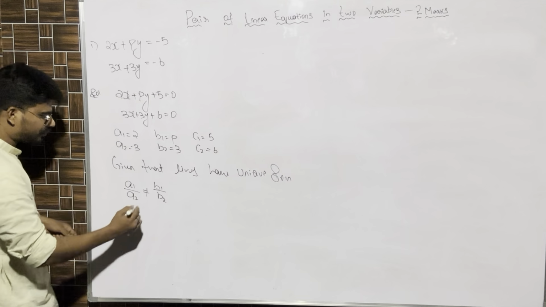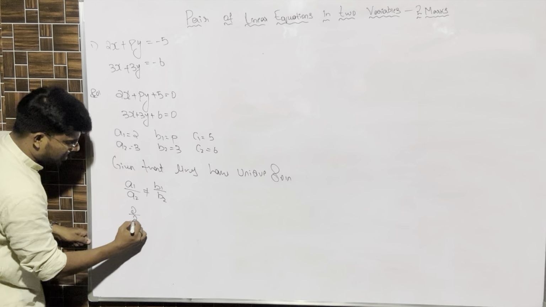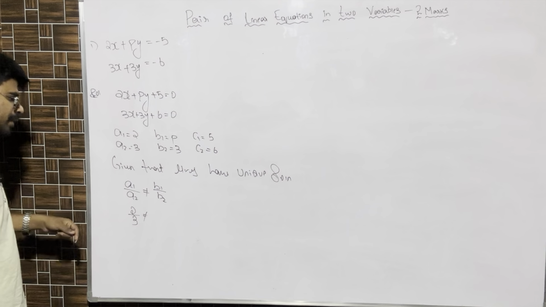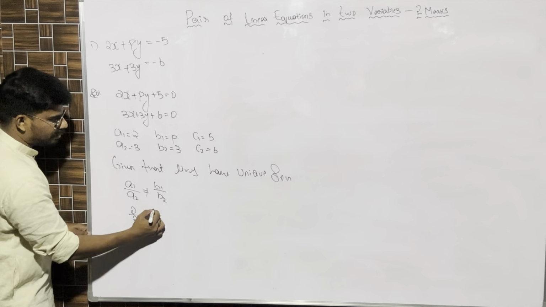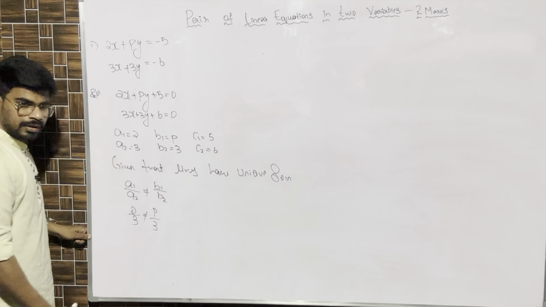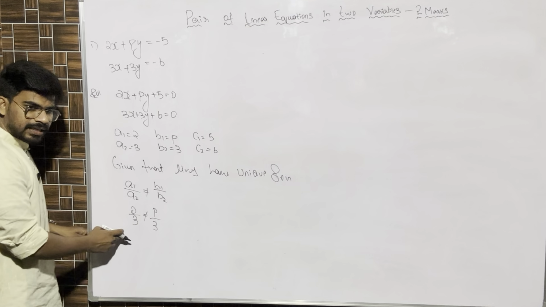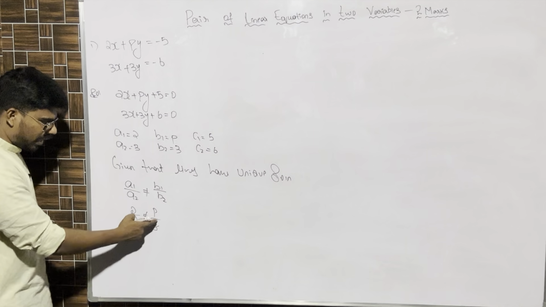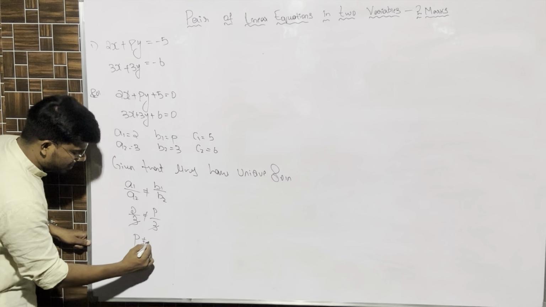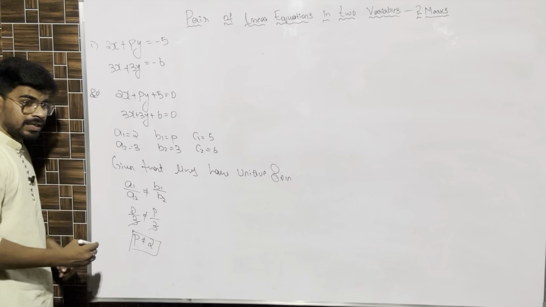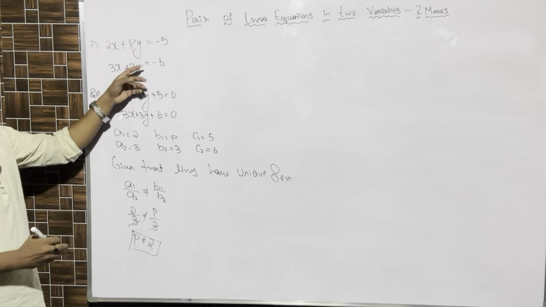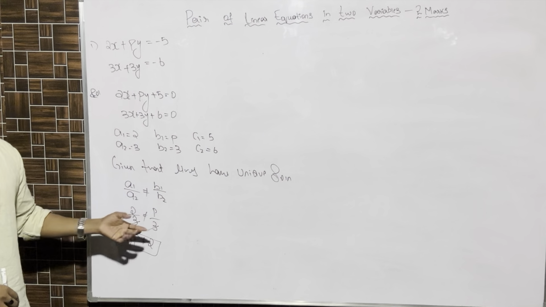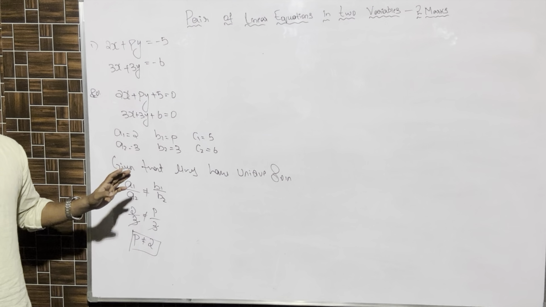What is A1? 2 by 3 is not equal to, remember it is not equal to, we are finding for what values of P, right? B1 is P by 3. Two fractions are there with an equal sign, so we can cancel the denominators directly. So P is not equal to 2. What is the meaning of this? If we put 2, the lines will not have a unique solution. Apart from 2, we can take all the other values.